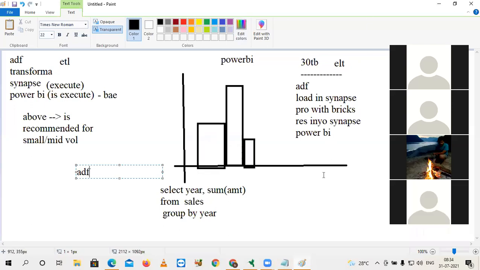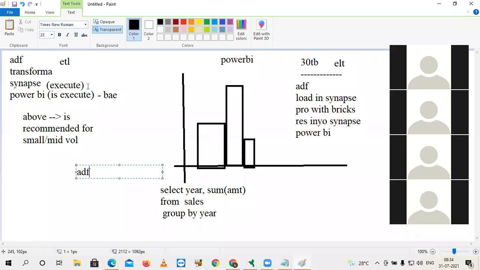In ELT, we are not performing any transformations at Synapse, right? We are just dumping data into the destination, that is Synapse, and then taking data from Synapse to BI, right? What about loading in Synapse? Is it batch mode or is it singleton? It is batch mode.